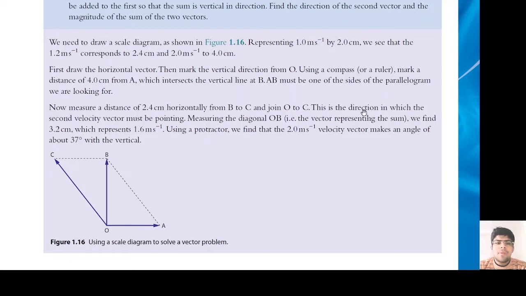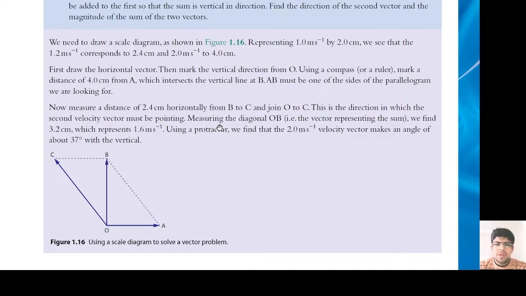Mark a distance of 4.0 centimeters from A, which intersects the vertical line at B. So AB must be one of the sides of the parallelogram we are looking for. Now measure a distance of 2.4 centimeters horizontally from B to C, and then join O to C. This is the direction in which the second velocity vector must be pointing.